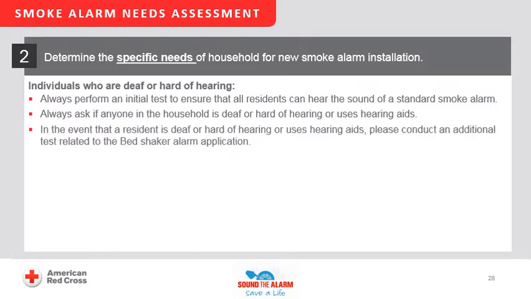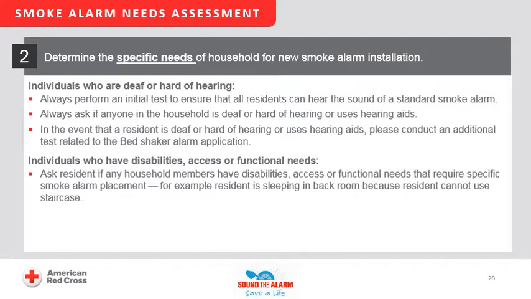In the event that a resident is deaf or hard of hearing or uses hearing aids, please conduct the following additional test related to the bedshaker alarm application. Kindly ask the resident to remove any hearing aids that they may use. Kindly ask the resident to stand inside their bedroom or primary sleeping location. Then, test a standard smoke alarm outside of the bedroom or primary sleeping location. If the resident is unable to hear a standard smoke alarm, please work with the documenter to fill out the bedshaker alarm application.